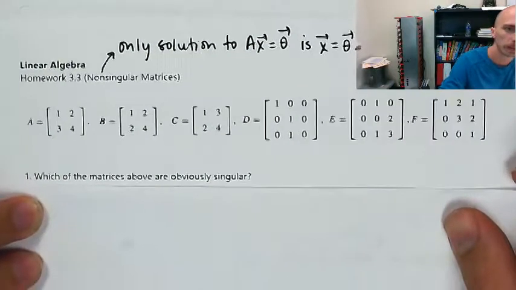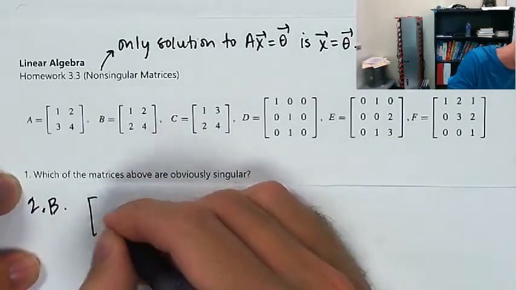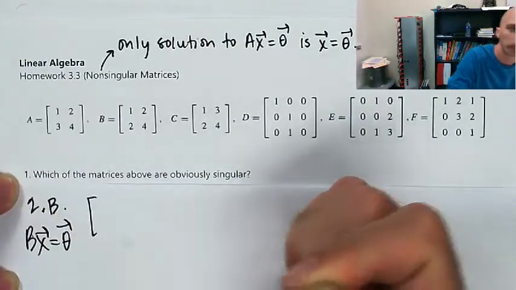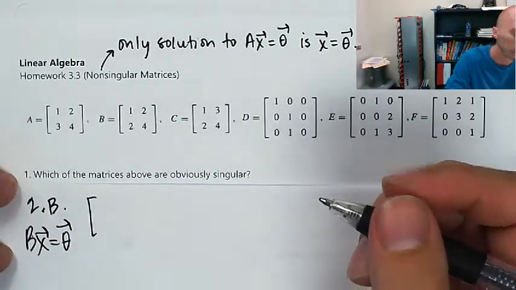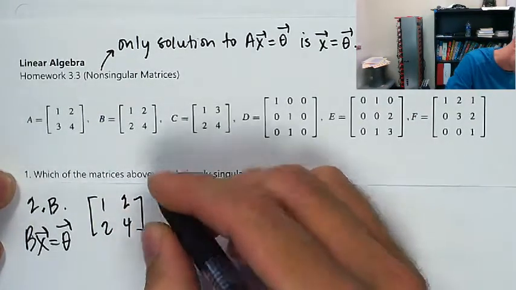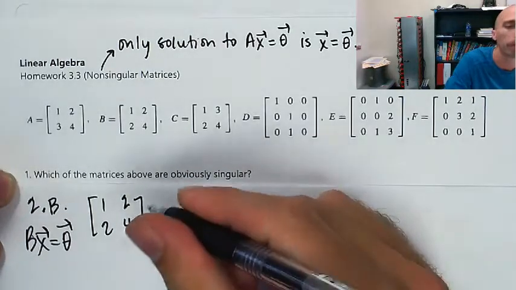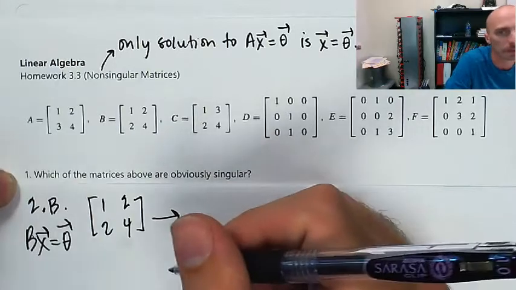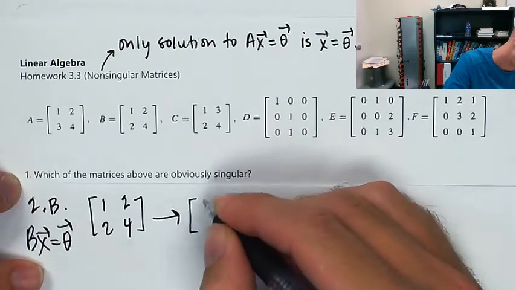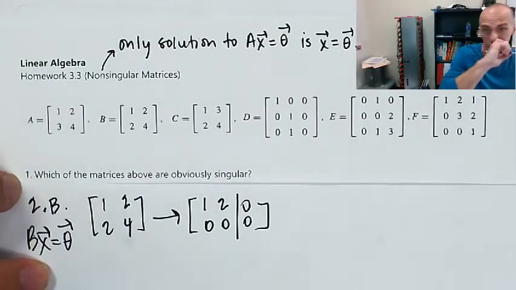Now 2B. I'm saying it's obviously singular, but I'll still try to solve the equation BX equals 0, and I'll show you non-trivial solutions. All right, 1, 2, 2, 4. Whoops, forgot to augment that with 0, 0. Maybe I'll row reduce it, and then at the end augment it with 0, 0, because I know that's how it's going to go anyway. So, subtracting 2 of row 1 from row 2, I'll have 1, 2, 0, 0. I will augment with that, because I know that's what's going to happen.